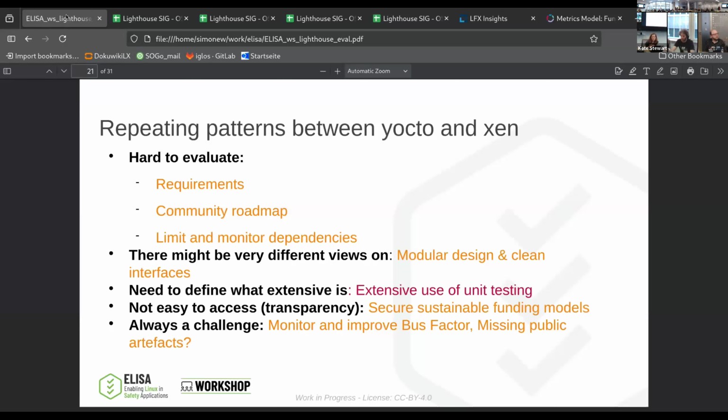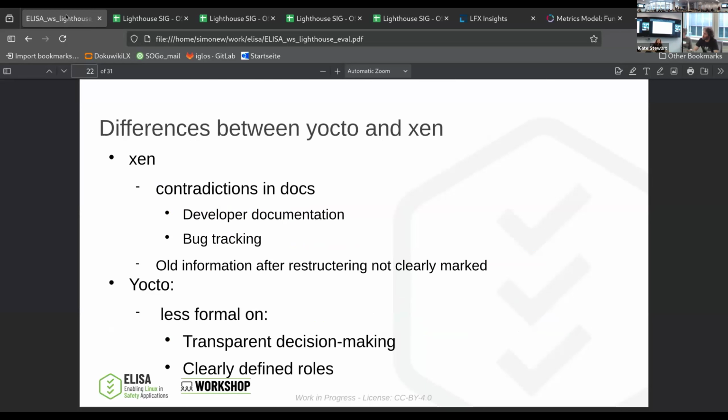What was, again, not easy to access was the secure sustainable funding. And it was always a challenge for all the projects to improve the bus factor. Though there are actions, it seems to be a common pattern in open source. And what differences I found there, I think I would say the greatest weakness during assessment for me was the contradiction in docs and partly outdated docs not clearly marked as outdated, and especially with respect to bug reporting.